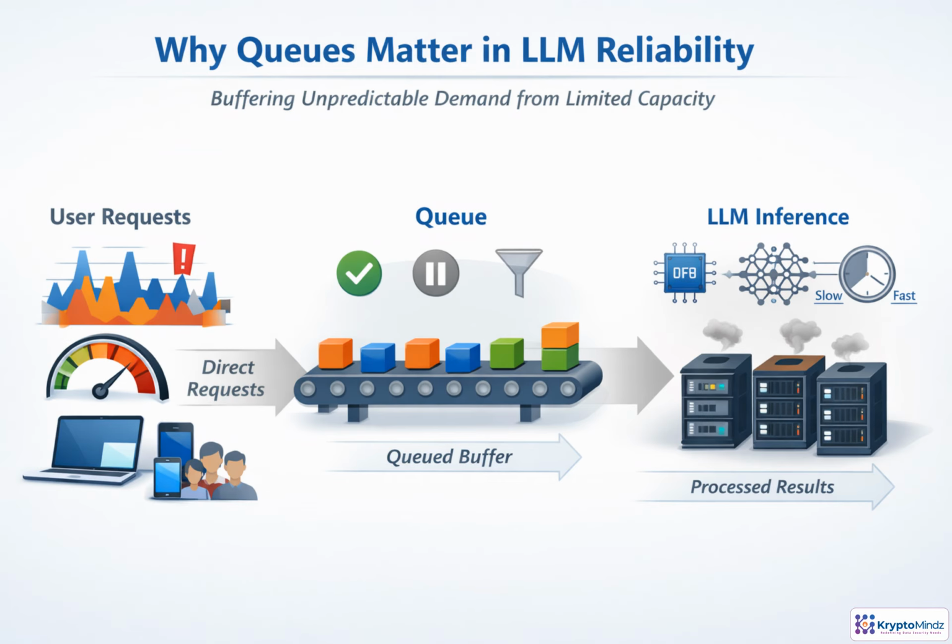LLM inference is not like serving a static web page. Request time can vary widely based on prompt length, output length, model size, batching, and GPU contention. If every request goes straight to workers, users feel every traffic spike and every backend slowdown. A queue acts as a shock absorber. It turns bursty demand into a steadier stream of work, while giving the platform a place to decide what should be accepted, delayed, prioritized, fairly shared, or rejected early.